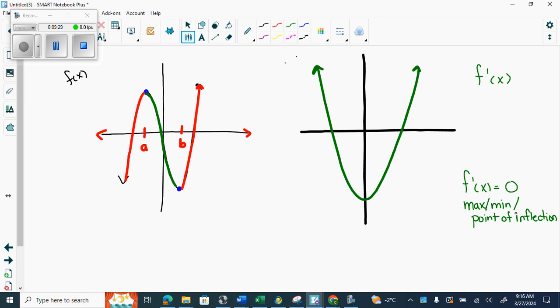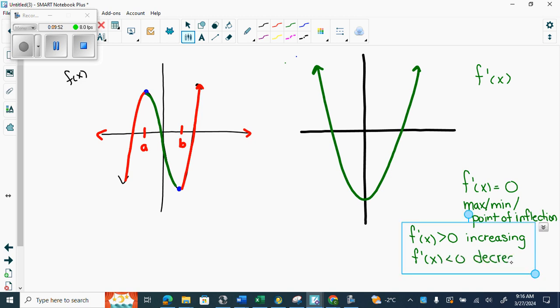Now, how do we know when it's increasing? F prime of x is what? For increasing, positive, so greater than 0. It's increasing. And where f prime of x is less than 0, it is decreasing. Is any of that different than what you've known so far? No, that's nothing new.